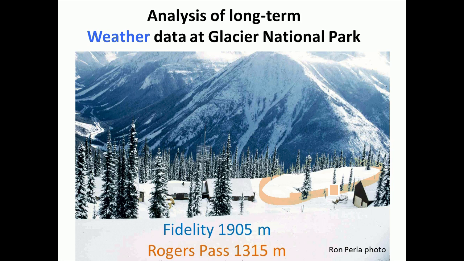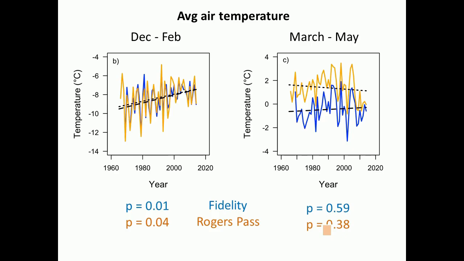In the following slides, results from the Fidelity study plot are shown in blue, and results from the Rogers Pass study plot are shown in orange. The data were analyzed for early winter, midwinter, and spring. I'll only show the results from December through February, which I'll call midwinter, and from March to May, which I'll call spring. The p-values below the graphs are the probability of getting a comparable trend from random data.